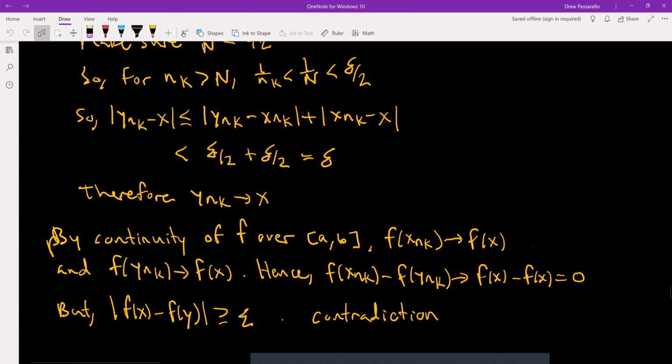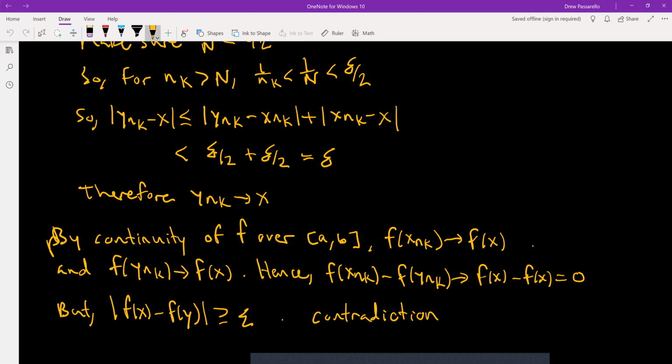So by continuity of f over the closed interval [a, b], we have f of x_{n_k} converges to f of x, and f of y_{n_k} converges to f of x. Hence, the difference of f of x_{n_k} minus f of y_{n_k} converges to f of x minus f of x, which is 0. But this is a contradiction since the absolute value of f of x minus f of y needs to be greater than or equal to epsilon.